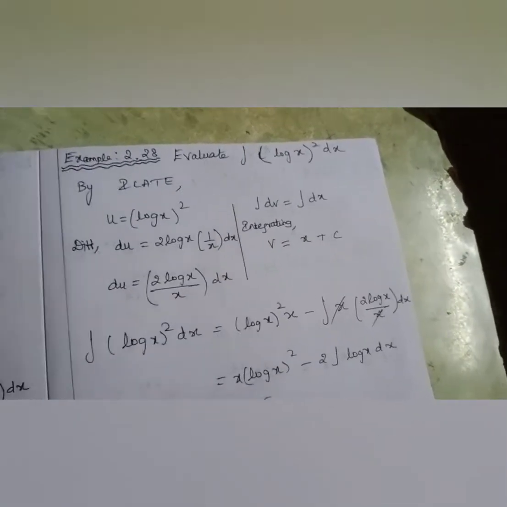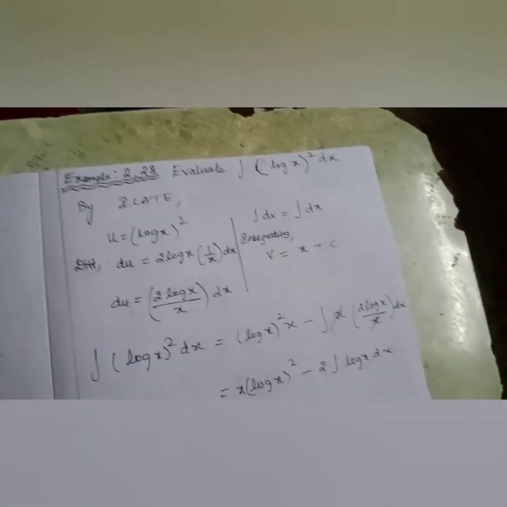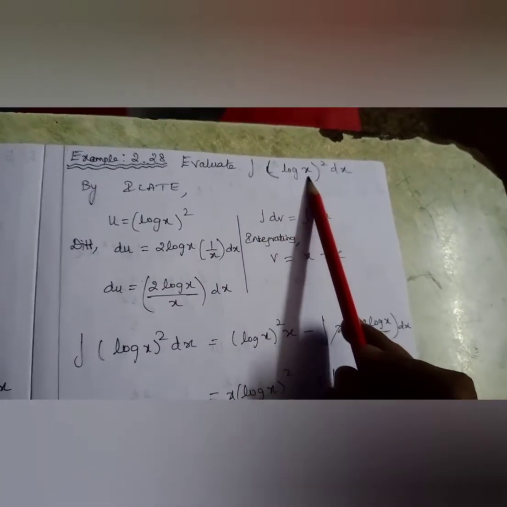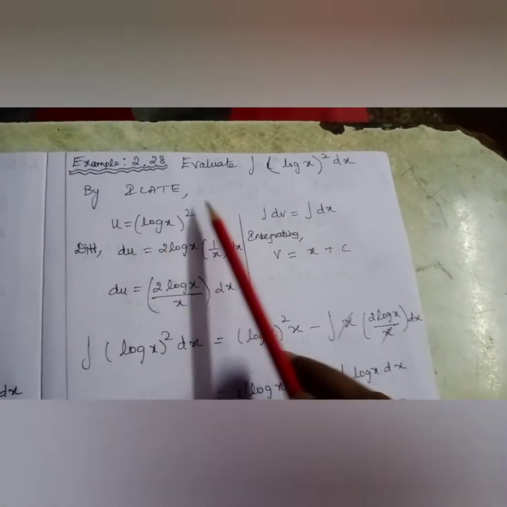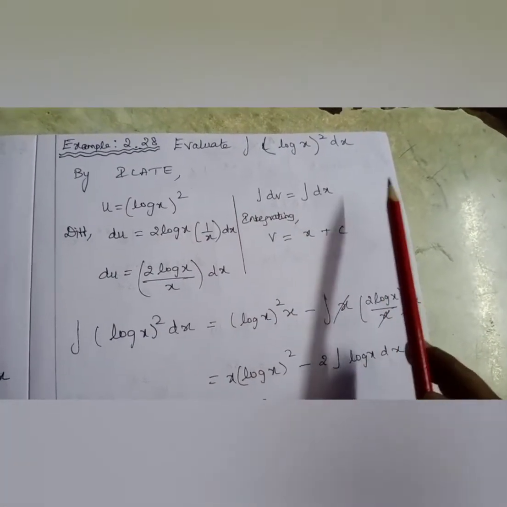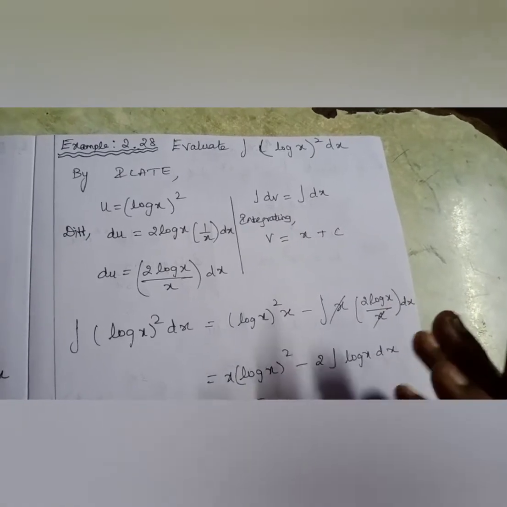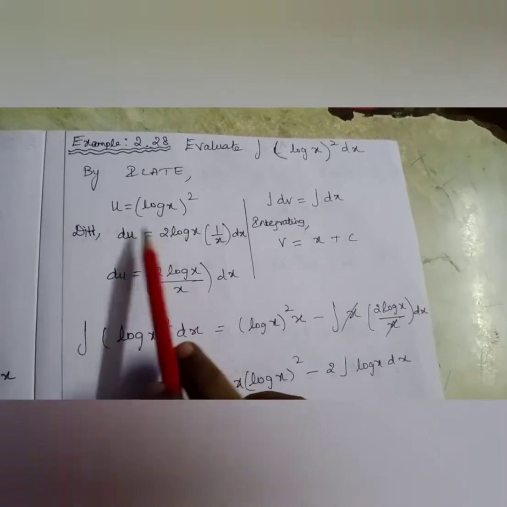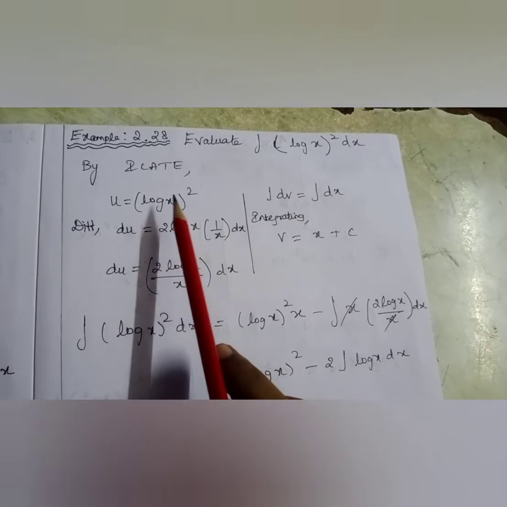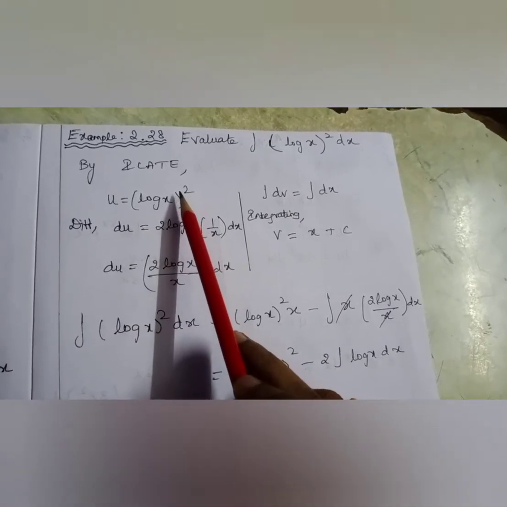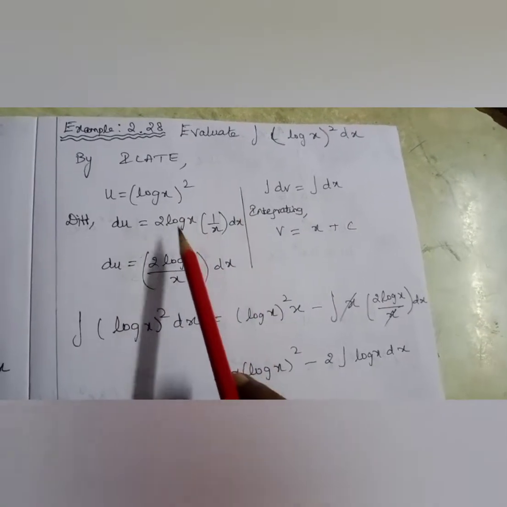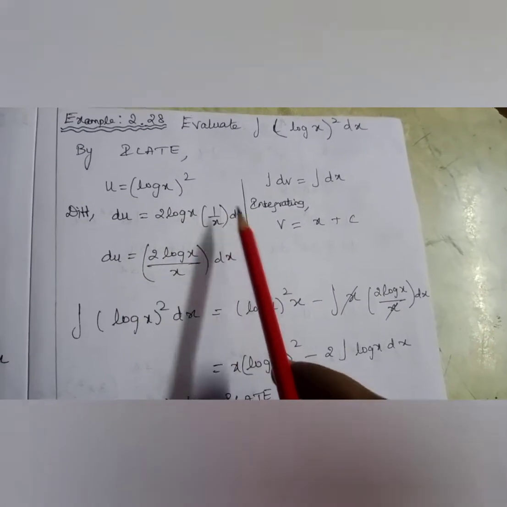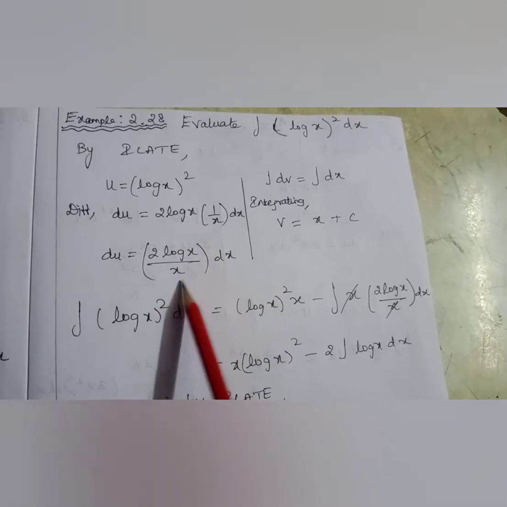Example 2.28. Evaluate integral log x whole square dx. So by ILATE, here you are having log x and dx only. So similarly, u will be taken as log x the whole square and dv is simply dx. When you are not having any other thing, you can take dx, that's all. So differentiating this, du is equal to 2 log x into, again differentiating log x, I will get 1 by x into dx. That is 2 log x by x into dx.